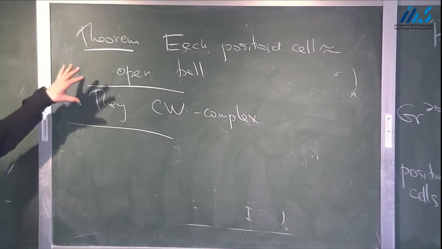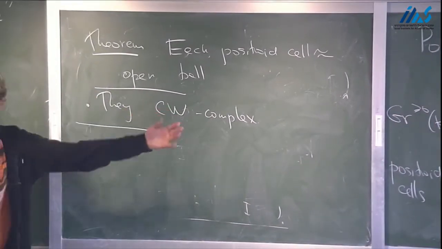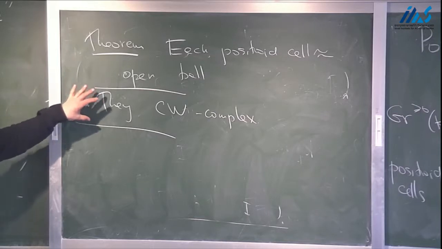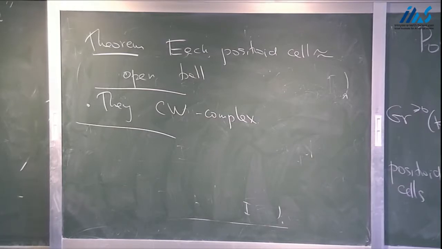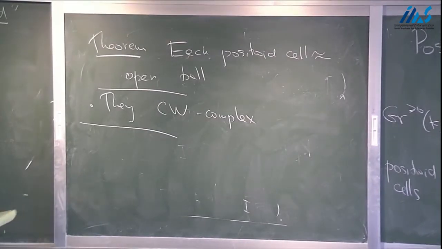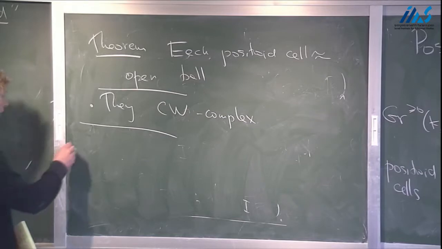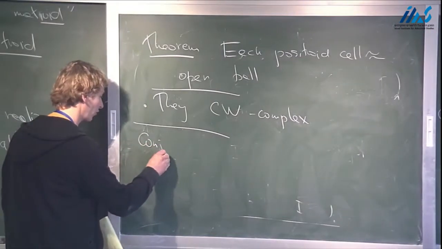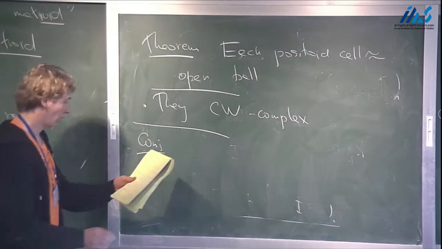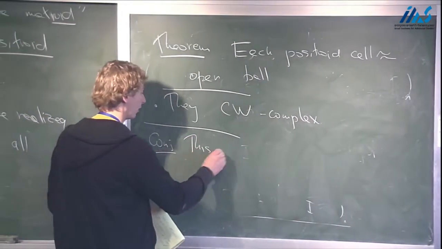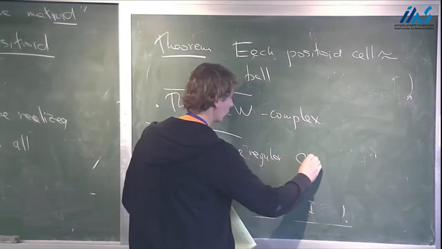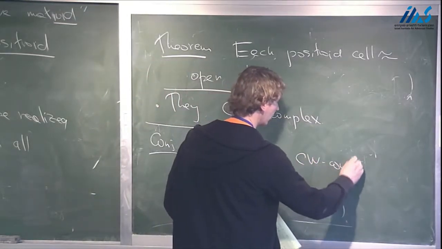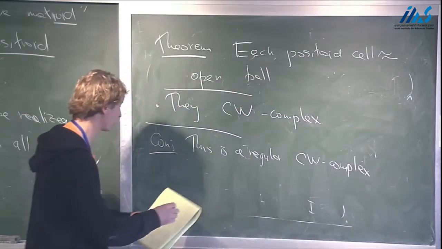Everything can be done very explicitly, unlike general matroid strata. Here you can parameterize positroid cells in a nice way, and so on. So everything can be done very explicitly and very combinatorially. But there is one conjecture here. Let me mention just one conjecture: that this is a regular CW complex.